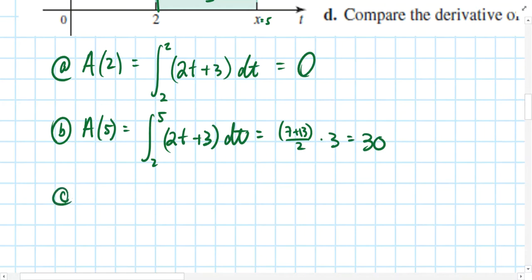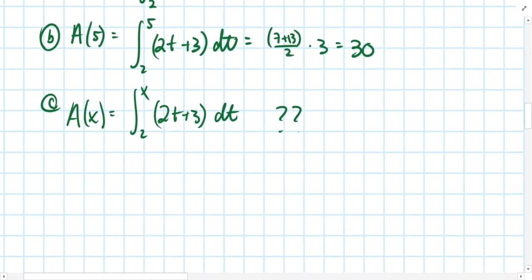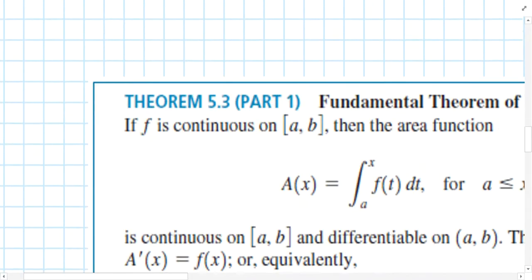And then part C asks us to find and graph the area function A of x. Well, A of x would be equal to the integral from 2 to x of the function 2t plus 3 with respect to t. But how on earth do we evaluate that? We've not formally seen this process. And well, that's where the fundamental theorem comes into play.